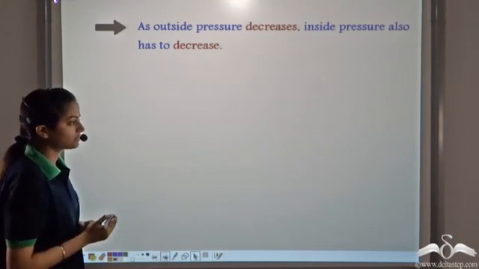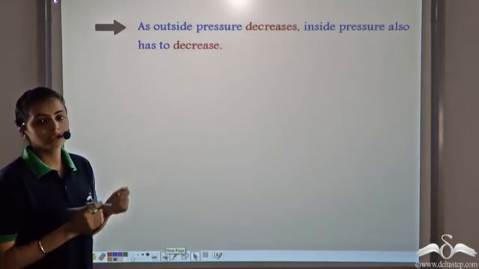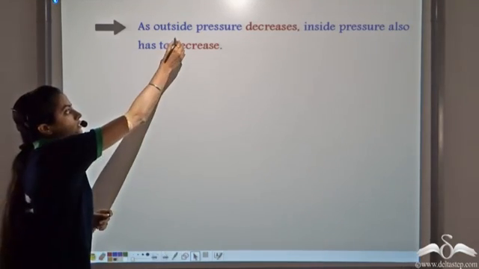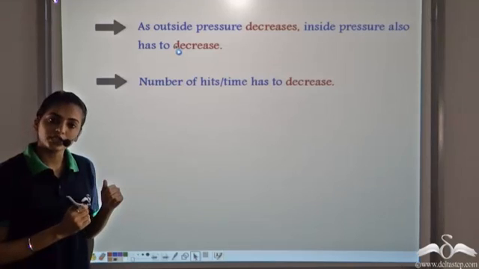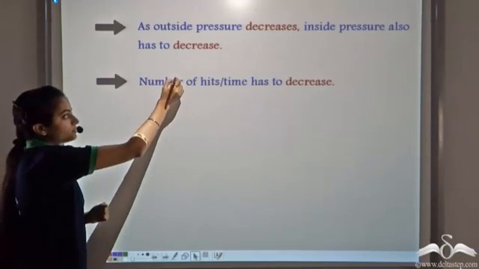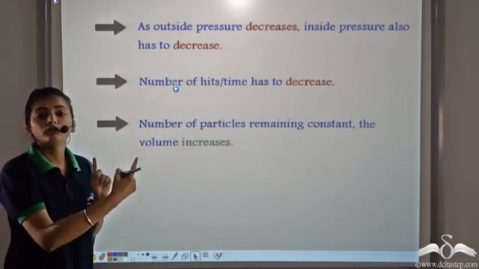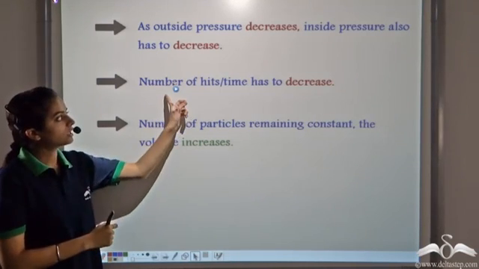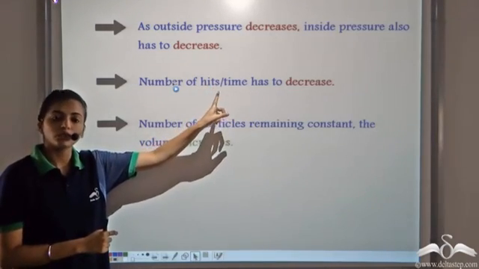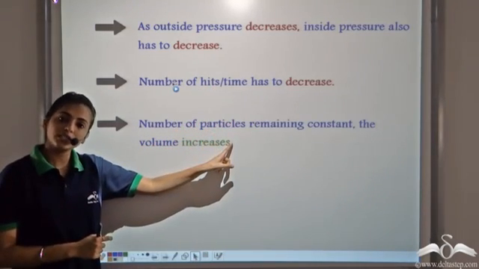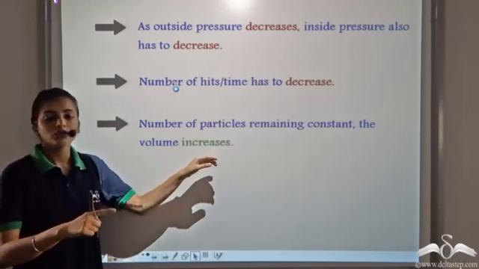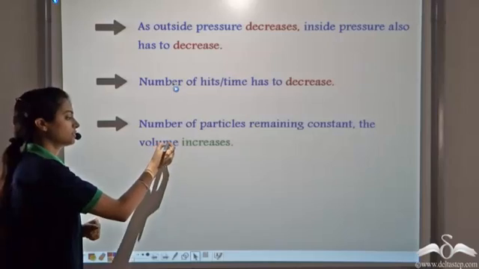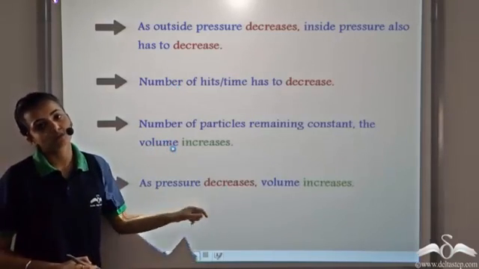Similarly, we have the vice versa case. If the outside pressure decreases, to balance it, the inside pressure has to decrease. This means the number of hits per unit time has to decrease. And how is this possible? This is possible only if the volume of the container increases. If the volume increases, the number of hits per unit time will decrease, because now, the number of particles remaining the same, they have more space to cover. So if they have a greater volume, the number of hits per unit time decreases. So as pressure decreases, the volume increases.